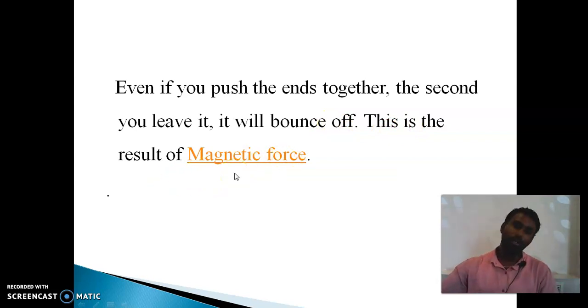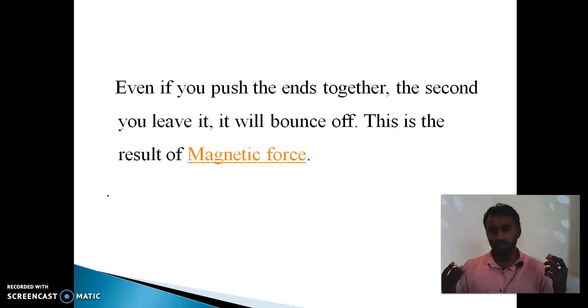So when you take any two magnets closer, if the poles are different, North Pole and South Pole, they will attract each other. North Pole and North Pole will repel each other. South Pole and South Pole will also repel each other.